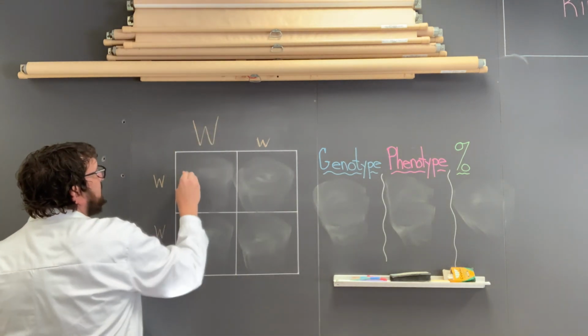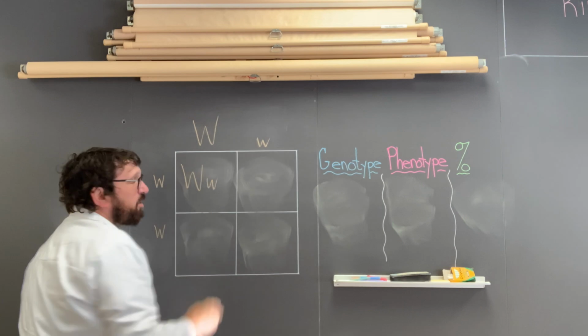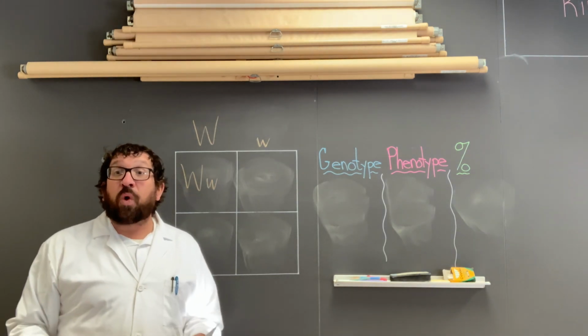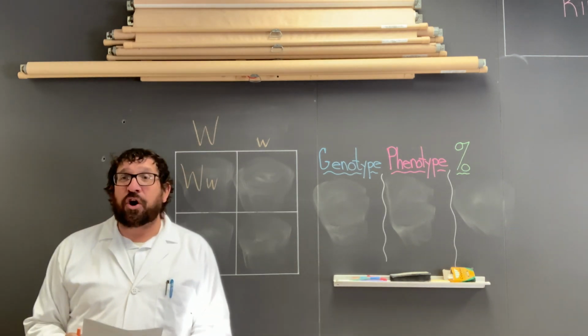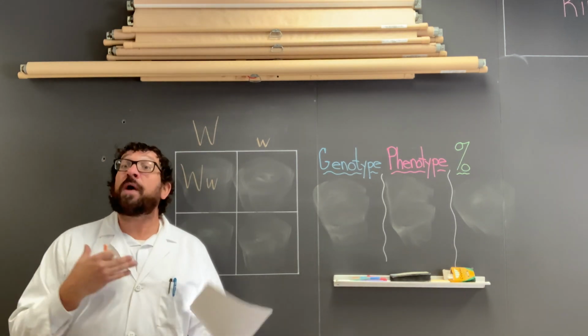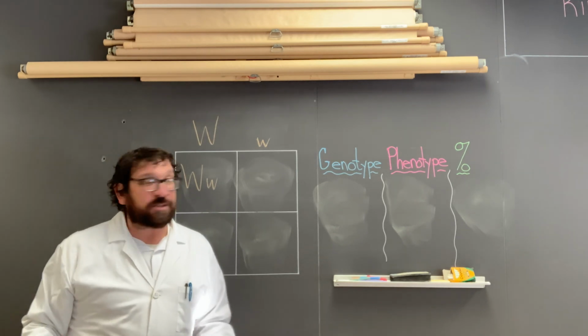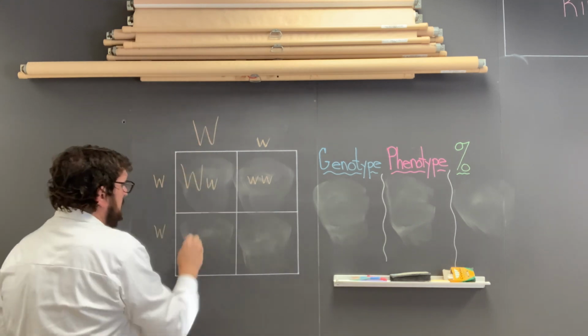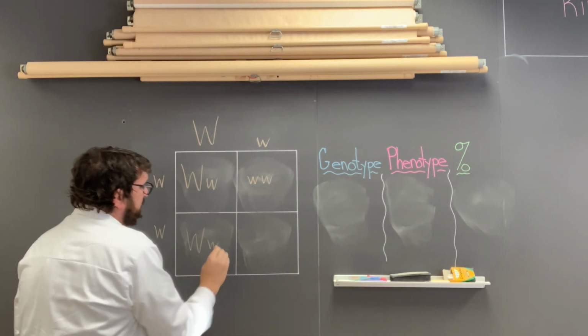So when we cross capital W, small w, and it is good form for us as a class to write the capital letter first if there is one. It'll help us all out. It'll help me out when I'm looking at your papers. Small w, capital W, small w.